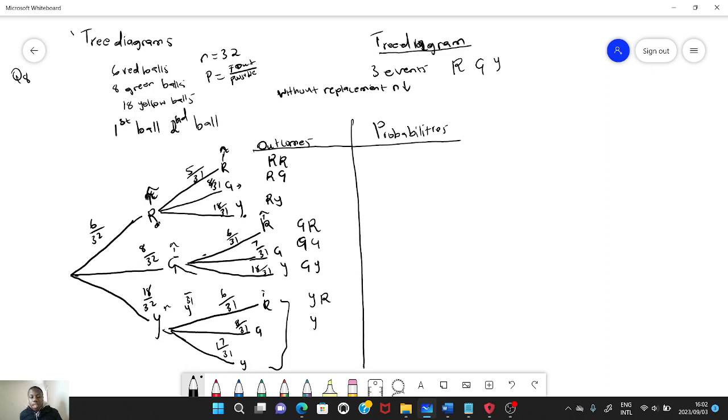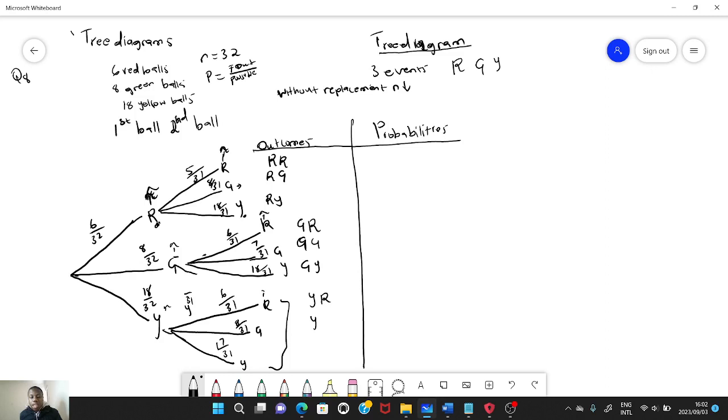Now how do we find the probabilities of these diagrams? Right, I'm just going to show you a simple trick. So now you are going to multiply the probabilities that are on top of the branches. You're going to multiply the probabilities that are on top of the branches. So now we start here. Because it's R, I'll start from R to the first R. It's R, right? So I'll say 6 over 32. I multiply by 5 over 31.